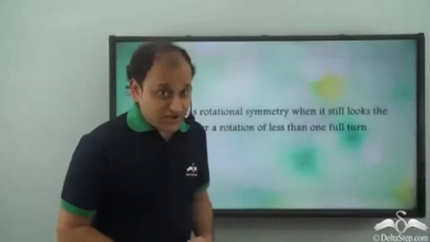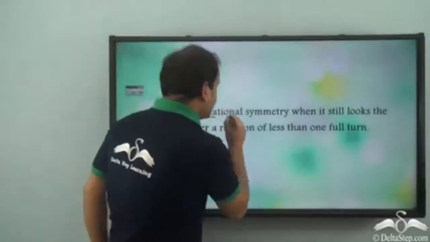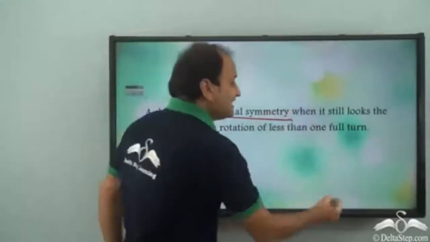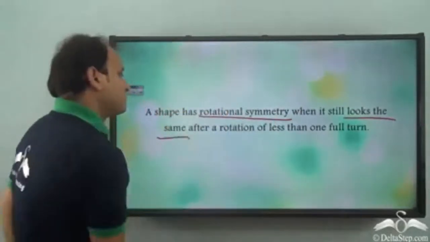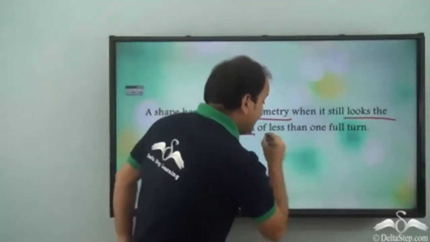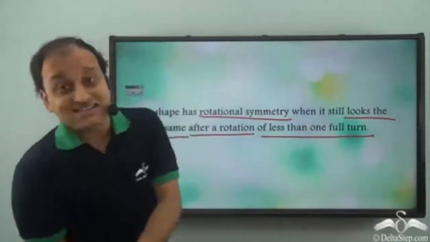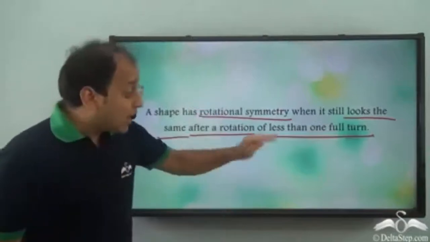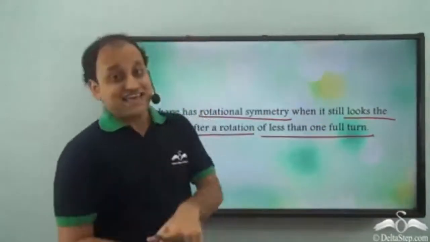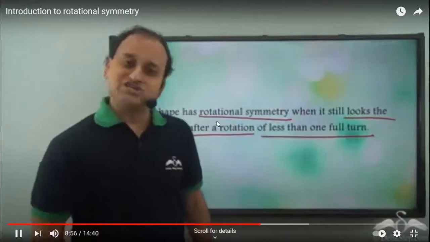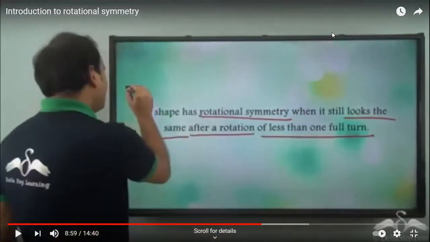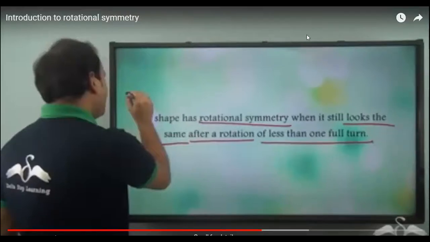So what is rotational symmetry? A shape has rotational symmetry when it still looks the same after a rotation of less than one full turn. So only if it looks exactly the same as the initial position without completing one full turn, we will say that the object is showing rotational symmetry. Okay, so I hope you all have seen the video in a very proper way. I would suggest you to please note down the definition as well.